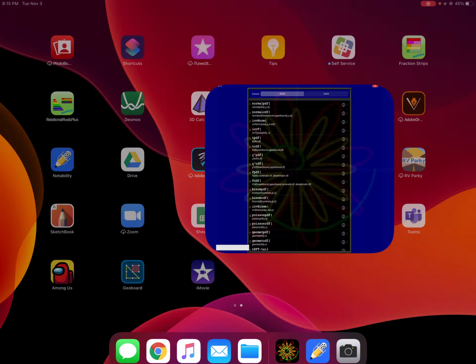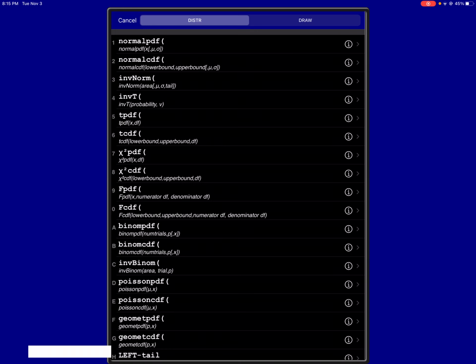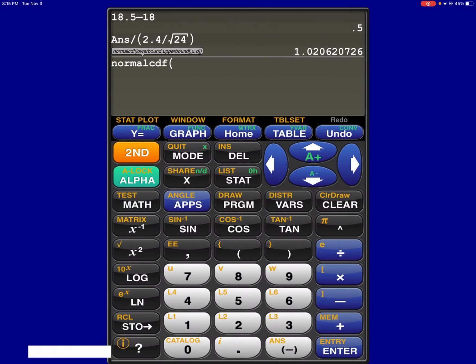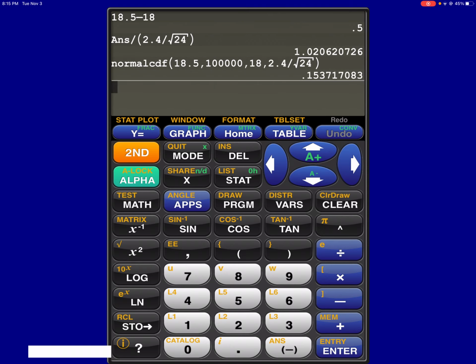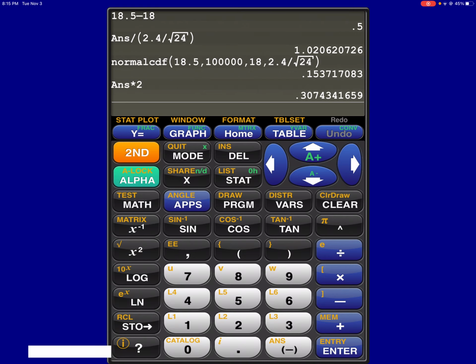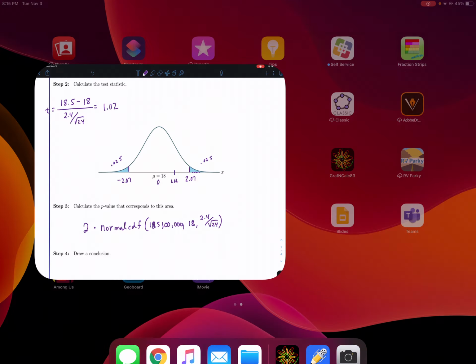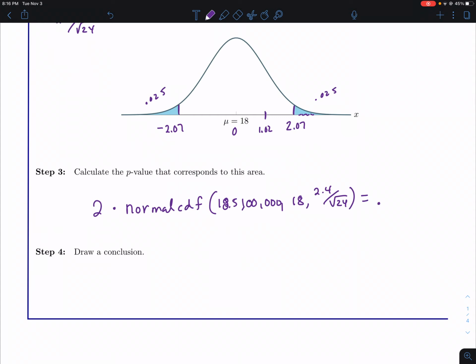And in fact, if you wanted, you could probably do it this way. Well, we'll just do it normally. So normal CDF 18.5 comma 100,000 comma 18 comma 2.4 divided by square root of 24. So I get 0.153, multiply that by 2, so I end up getting like 31%, which supports the picture that I drew. So in this case, we've got 0.31 or 31%.